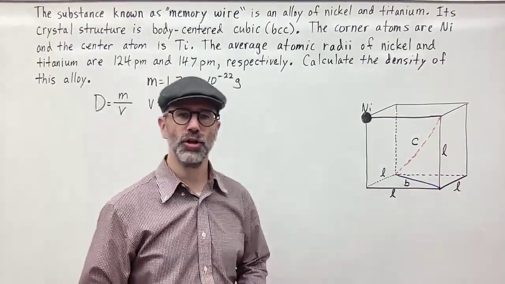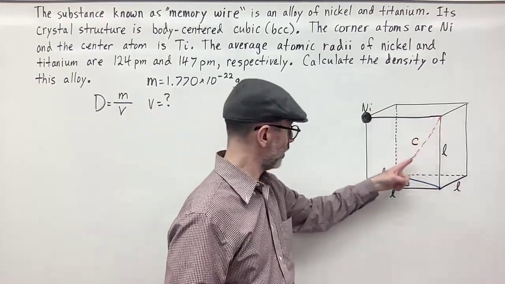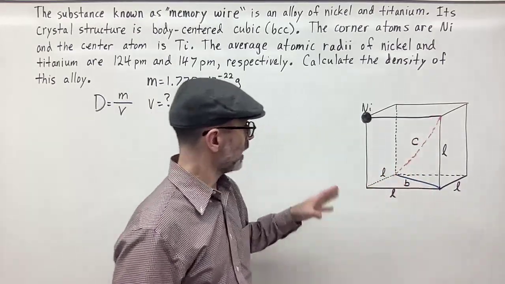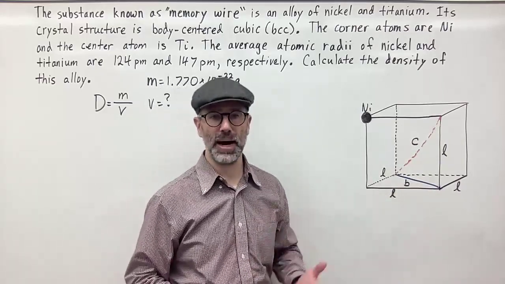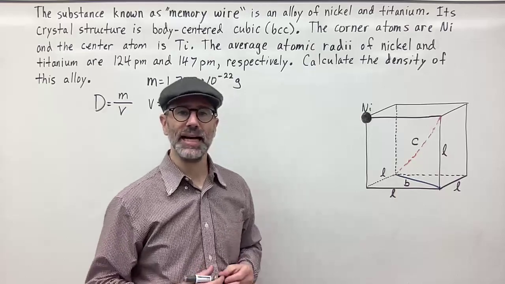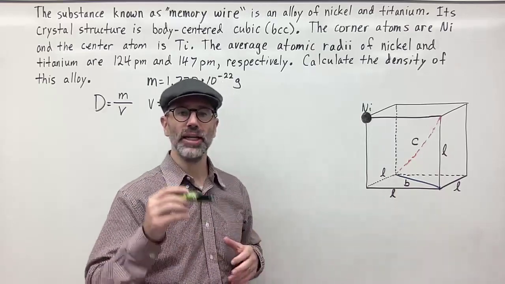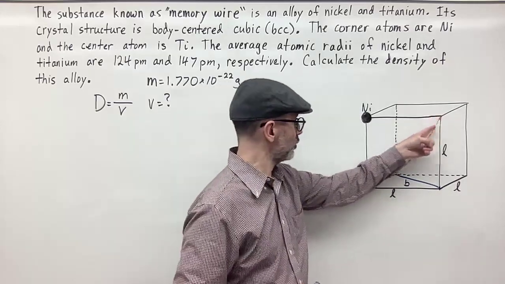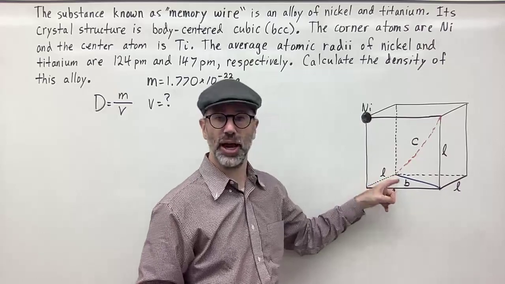Okay, now for the volume. So notice here that I have these different colored lines. And so one of the things that we need to know about the BCC, or the body-centered cubic, is that the atoms are touching each other only along the center from one corner to the opposite corner there.